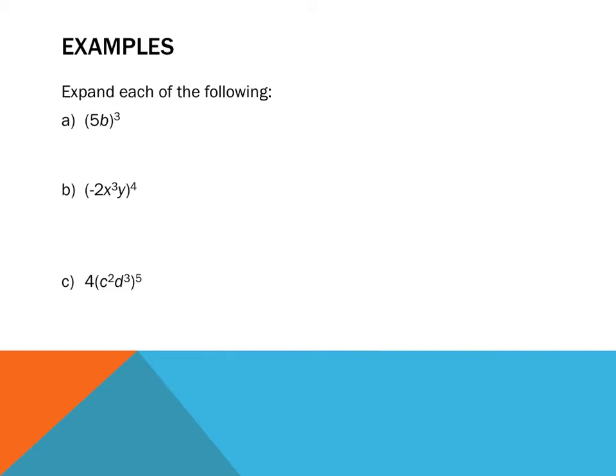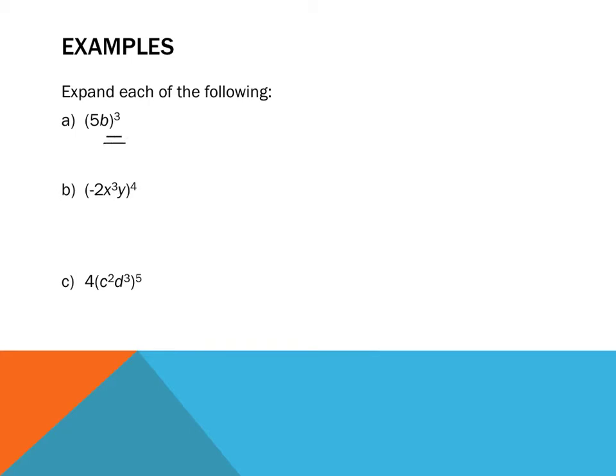Okay. We're asked to expand the following, and we've been given three different examples. This says 5b to the power of 3. This time, I don't just have one number or a pronumeral inside my brackets. I have a number and a pronumeral. Okay, so I have 5b to the power of 3. I know that this indice is on the outside, so it means everything on the inside to the power of 3.